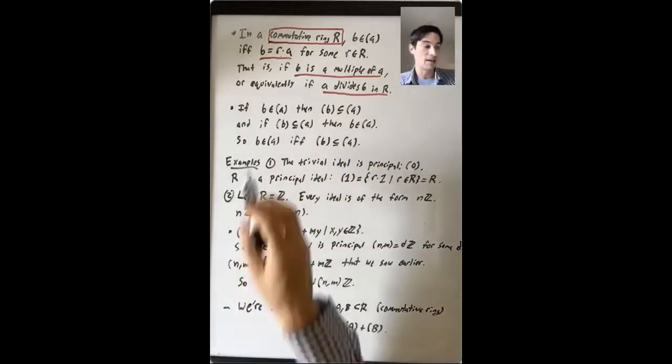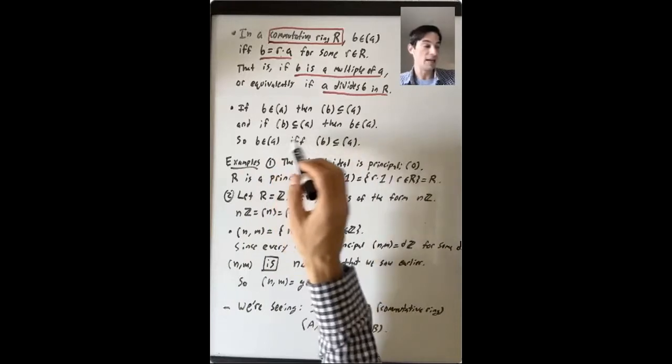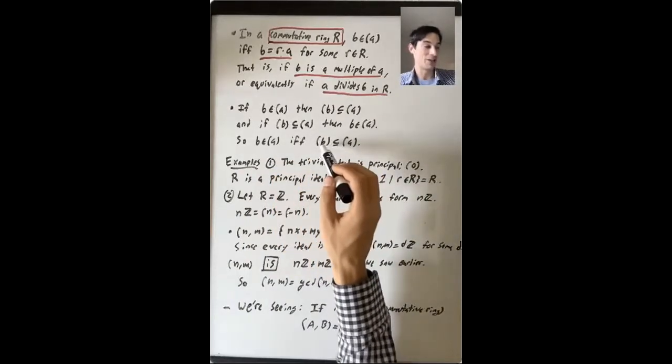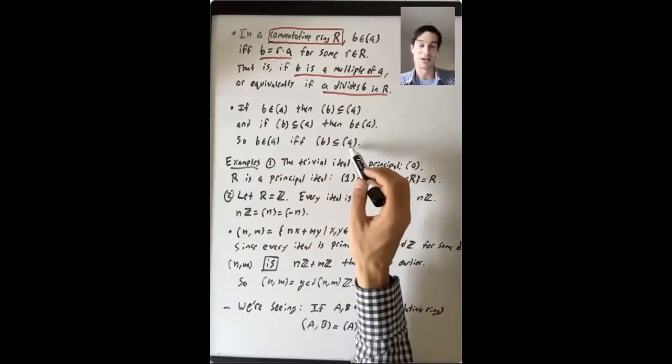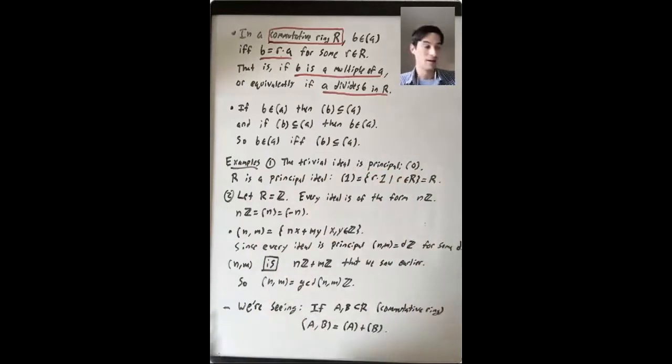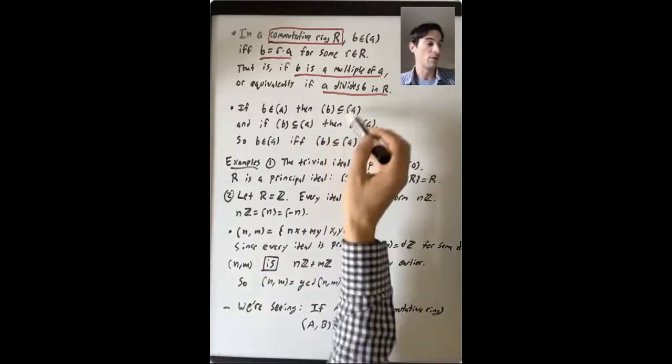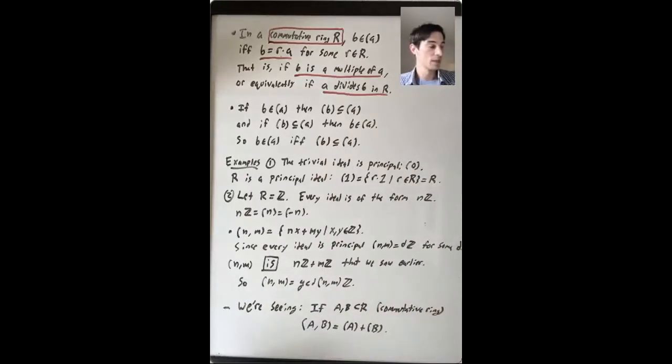So what are we seeing? B is in the ideal generated by A if and only if the ideal generated by B is in the ideal generated by A. Okay, so this statement is true even when R is non-commutative, if you just think about what the elements look like.